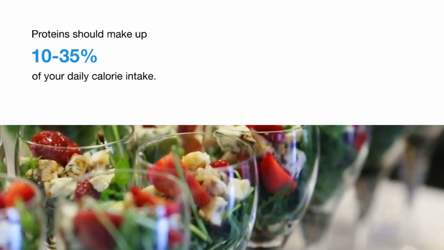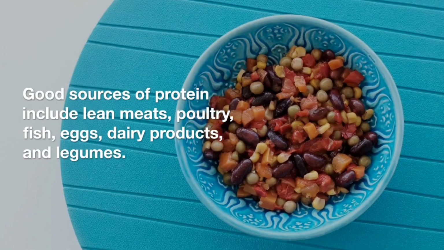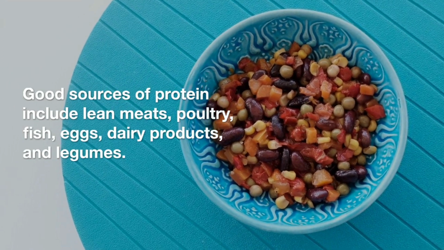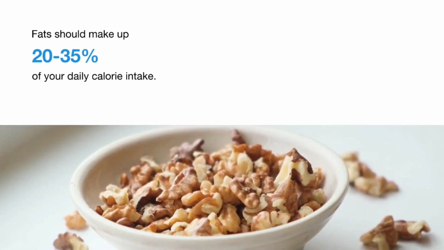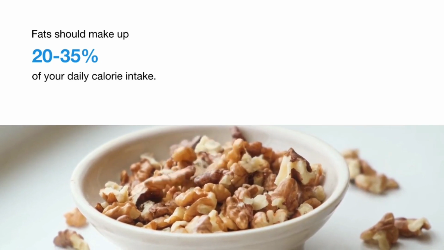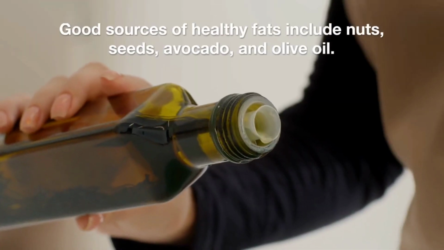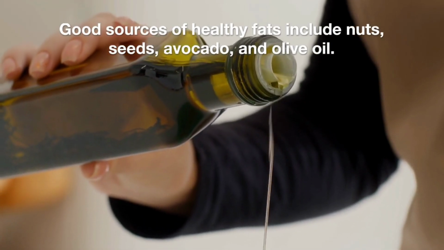Proteins should make up 10 to 35% of your daily calorie intake. Good sources of protein include lean meats, poultry, fish, eggs, dairy products, and legumes. Fats should make up 20 to 35% of your daily calorie intake. Good sources of healthy fats include nuts, seeds, avocado, and olive oil.